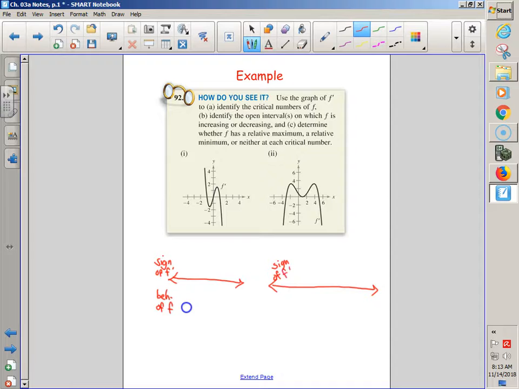So what was the very first question you guys were supposed to answer? Critical numbers of f are where the derivative has zeros, or the x values where the derivative equals 0 or does not exist. You guys see any places where the derivative doesn't exist? Holes, vertical asymptotes, jumps, anything weird going on with the derivatives? No. So forget the DNEs.